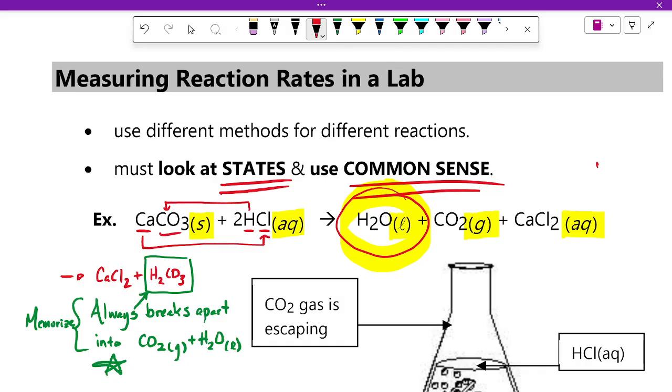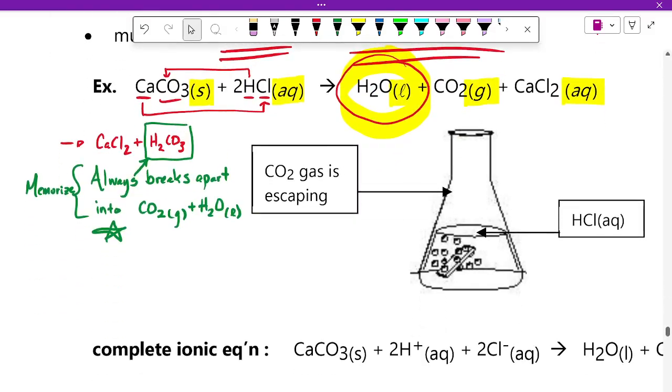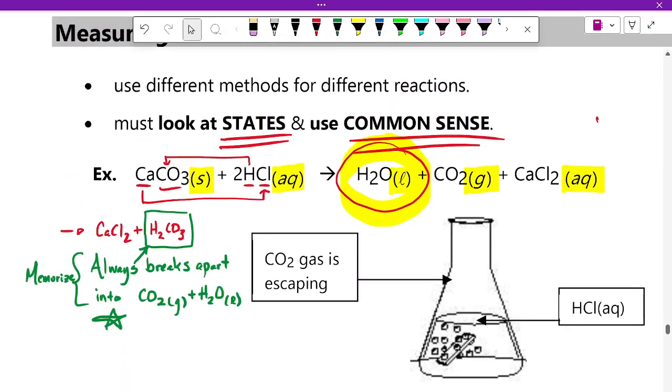With the mass, the gas escapes. Yes, we could measure mass because the gas is escaping. Okay. And that would be the mass of the, what did we call it? That whole thing, that whole reaction vessel with everything in it, that would be the mass of the system.